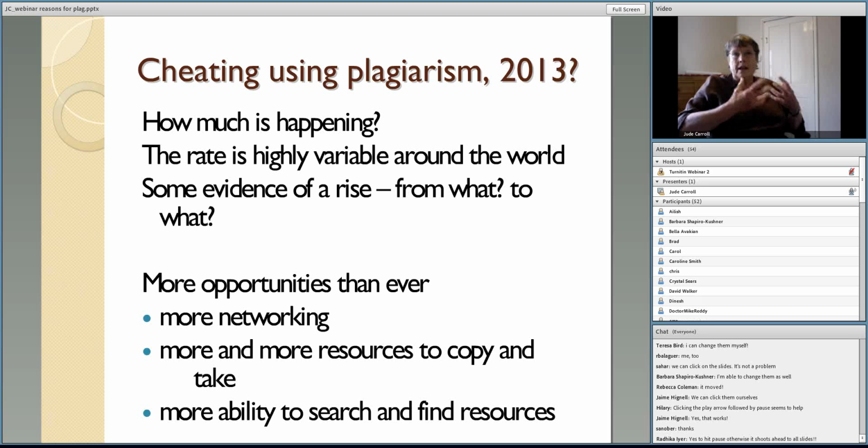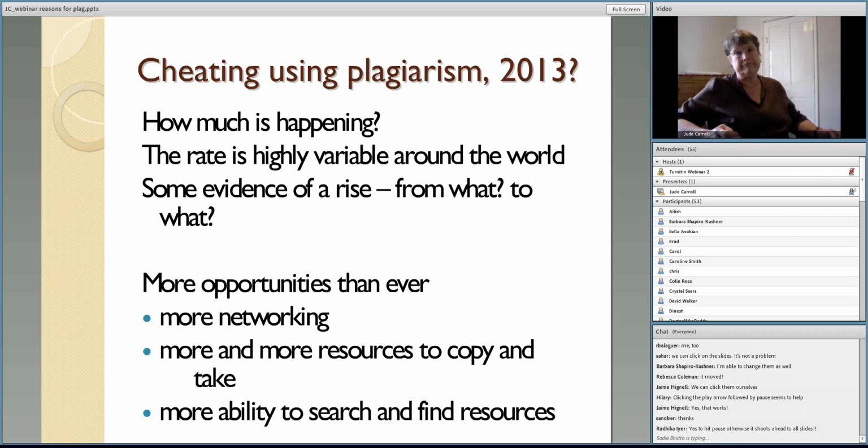Now, how much is happening is by far the most common question I get asked by journalists, and I get asked it all the time. And my answer is, we don't really know. We haven't got good enough data. We've got lots of guesses. We've got lots of people who think they know. We've got lots of small-scale surveys that may or may not help us. But the rate is highly variable around the world.